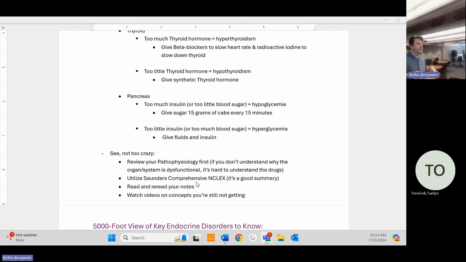The best thing to do is to review your pathophysiology, just in general, to get a pretty good understanding of what's going on with each system. And then you can better be in a position to understand the why. So if you understand that diabetes is a disorder of insulin, then you can understand if we add or subtract insulin, how that can help or hurt the patient. And that really helps us understand that.